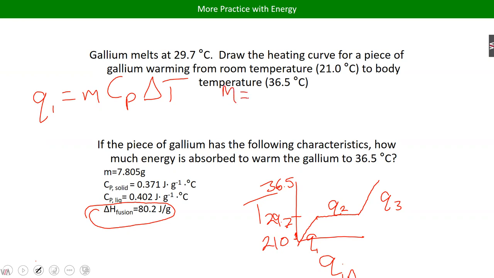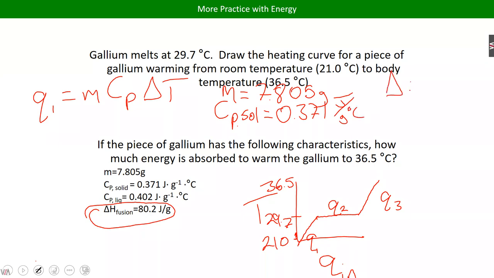So mass is 7.805 grams. Specific heat of the solid, 0.371 joules per gram degrees Celsius. And delta T for the solid, or for step one, would be where you hit the phase change and where you started. So 29.7 is your final for step one, and 21.0 is your initial. So 8.7, right?